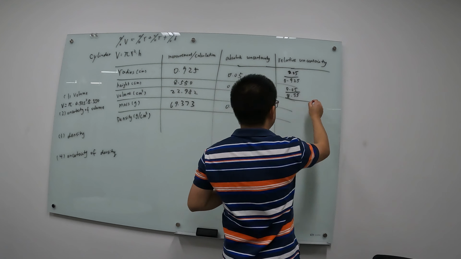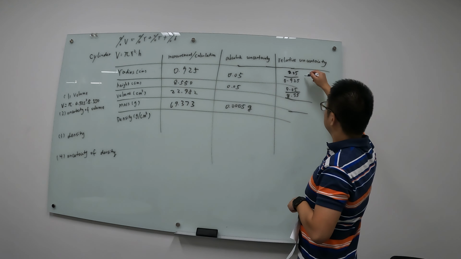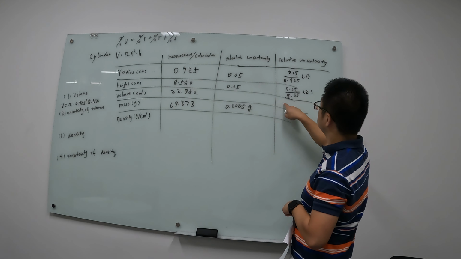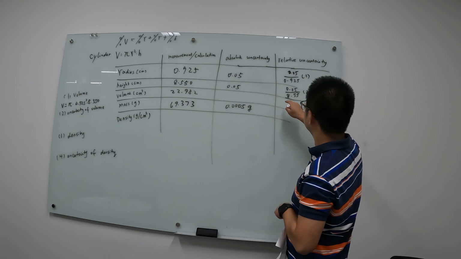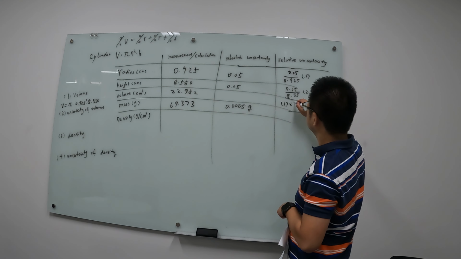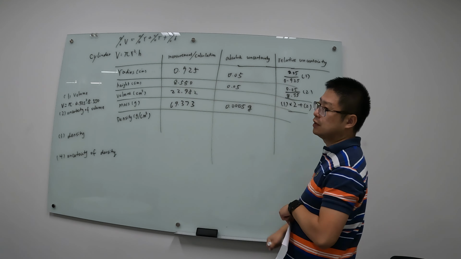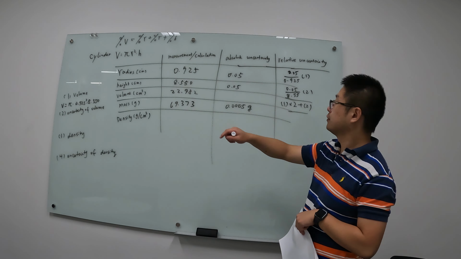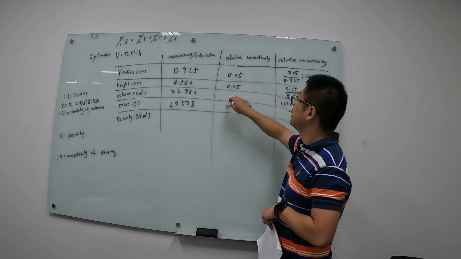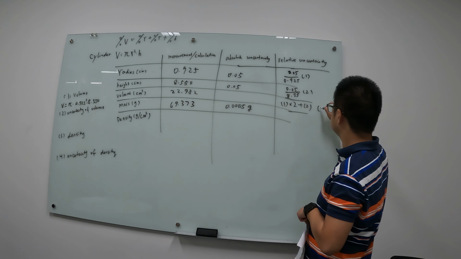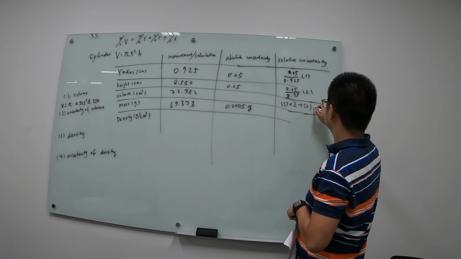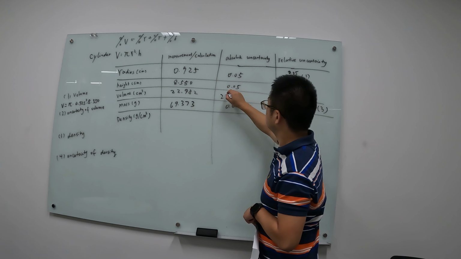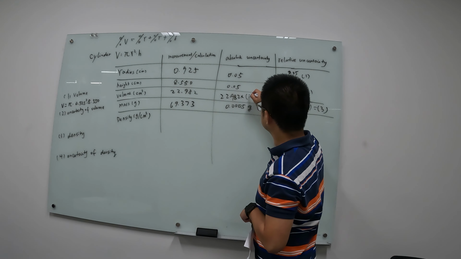So first, we calculate the relative uncertainty. We assume this is 1, this is 2. So to calculate the relative uncertainty on the volume, it equals 1 multiplied by 2, plus 2. So this is how we calculate the relative uncertainty for the volume. How do we calculate the absolute uncertainty of the volume? We assume that this entry is 3. So use this one, multiply this one. We can get the absolute uncertainty.